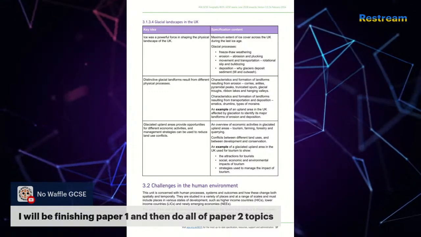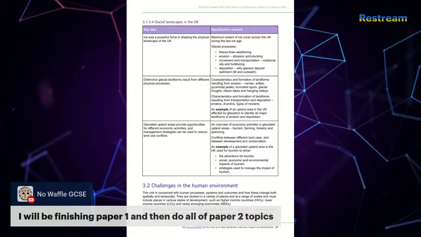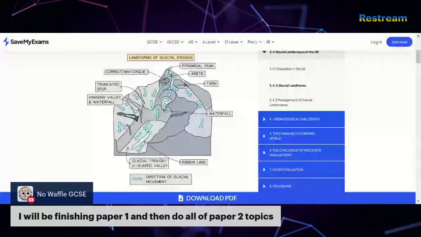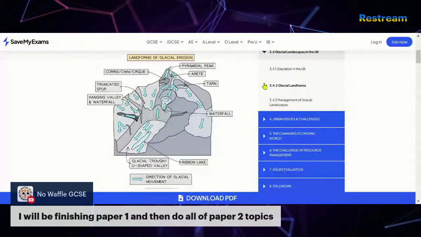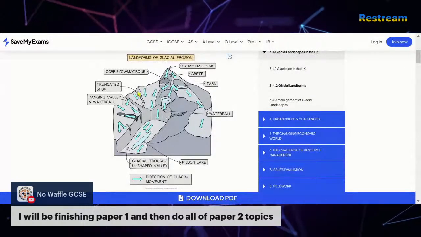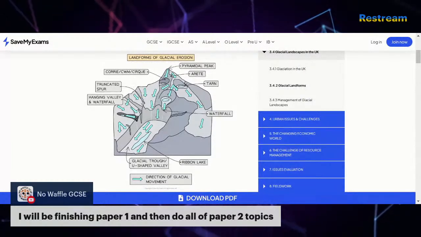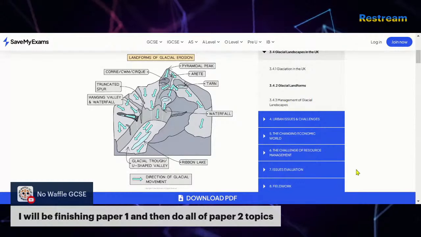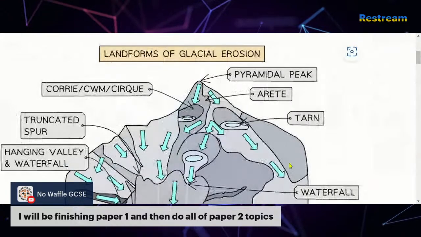One diagram, so it should be very helpful. I found it on a website called savemyexams.com, so I definitely recommend you check that one out. So here it is. You can see a diagram and don't get overwhelmed by it at first. So we're going to talk through each of the various parts of these landforms. Okay. So let's start from the beginning. So we have a pyramidal peak here.